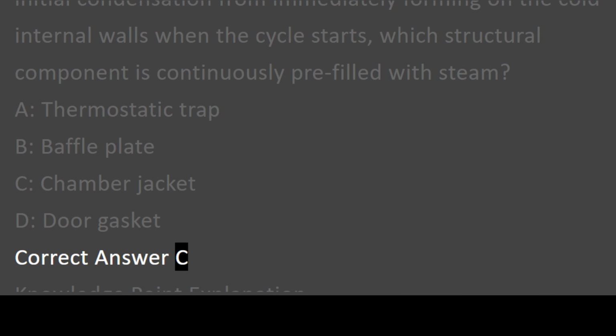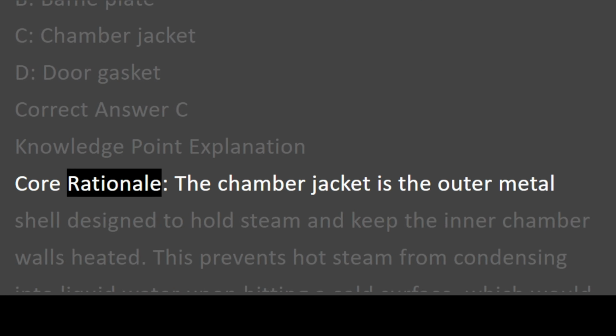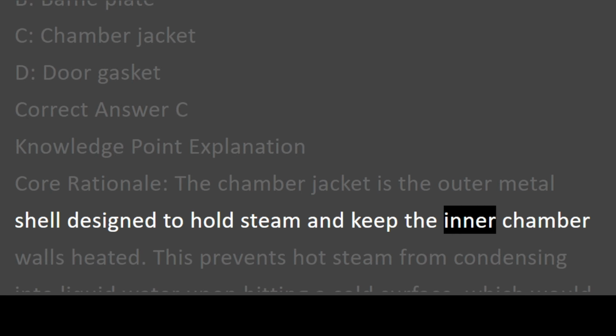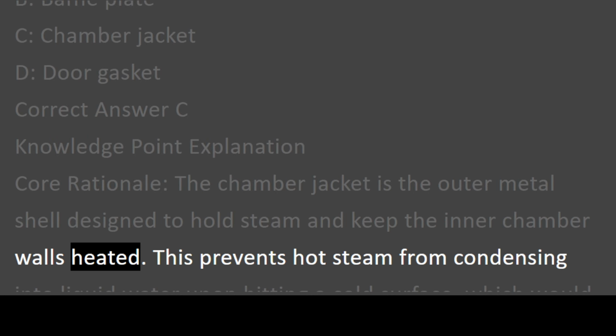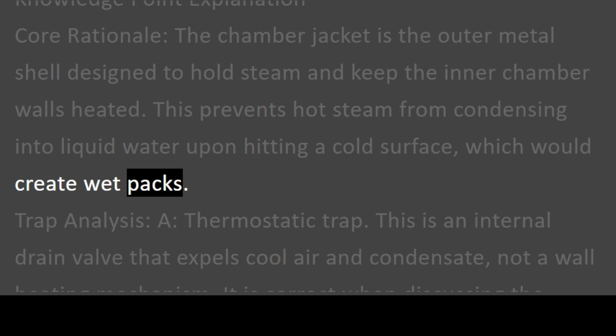Correct answer C. Knowledge point explanation. Core rationale. The chamber jacket is the outer metal shell designed to hold steam and keep the inner chamber walls heated. This prevents hot steam from condensing into liquid water upon hitting a cold surface, which would create wet packs.